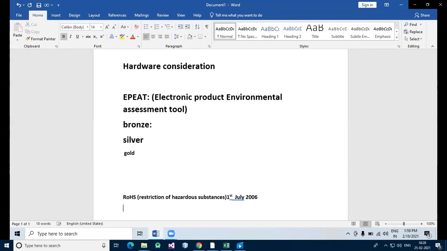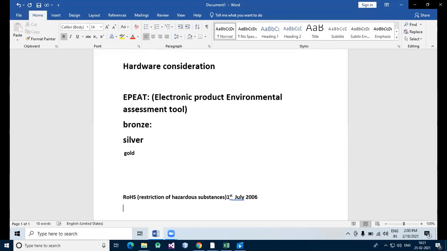It restricts the use of hazardous materials. Hazardous means this type of material, like lead, mercury, cadmium. In the manufacture of various types of electronic and electrical equipment, you know very well that lead and mercury are emitted by electronic products. So this directive restricts hazardous materials like lead, mercury, cadmium in the manufacture of electronic and electrical equipment. So RoHS certified devices are offered all over the world.